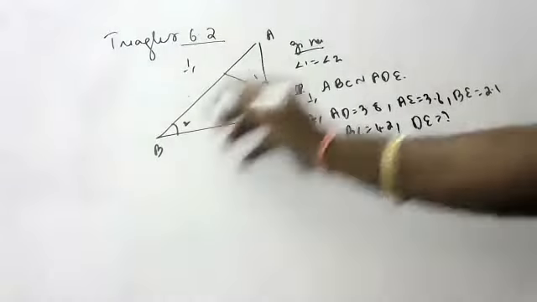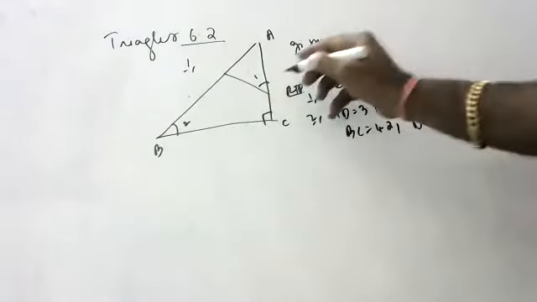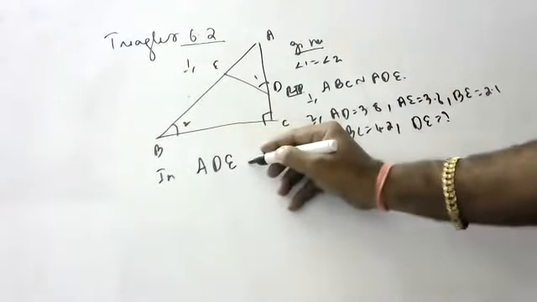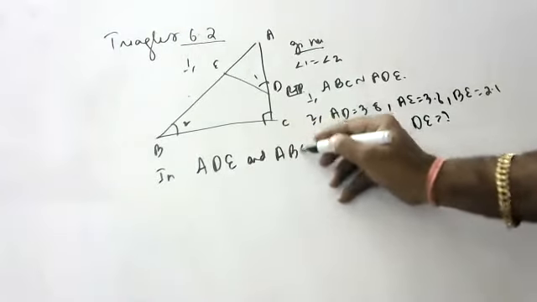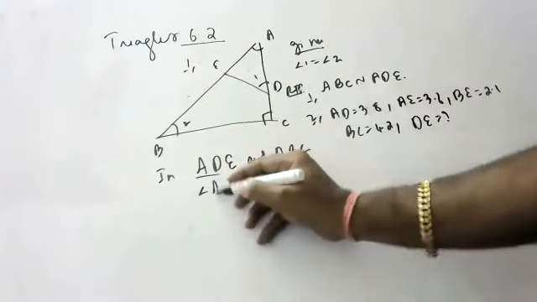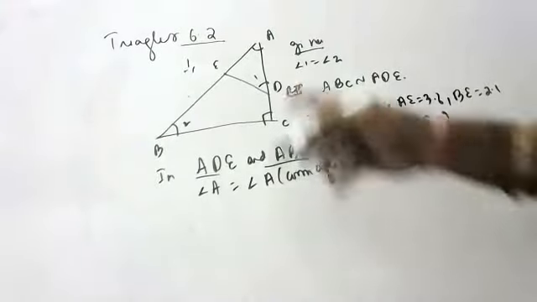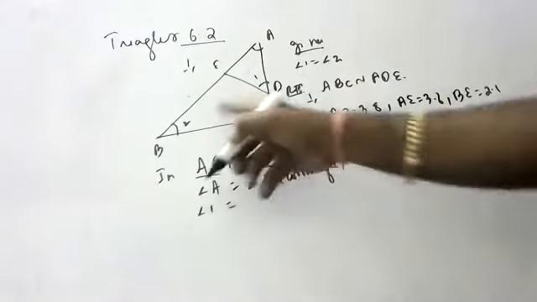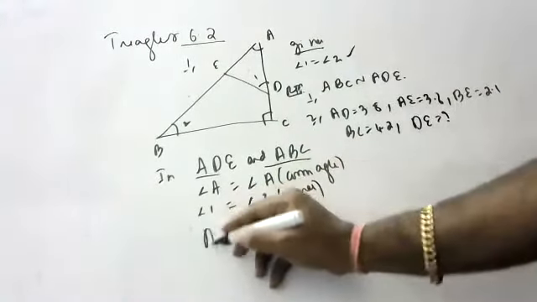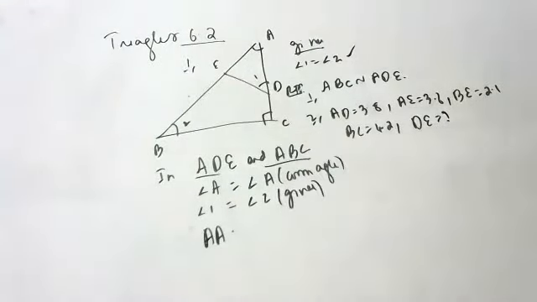Okay, children. So, in this small triangle and big triangle, this is ADE, children. In triangle ADE and ABC, A is a common angle. Angle A is equal to angle A, common angle. And in the small triangle angle 1, in the big triangle angle 2, they are equal, they are given. So by AA similarity, ADE is similar to ABC.